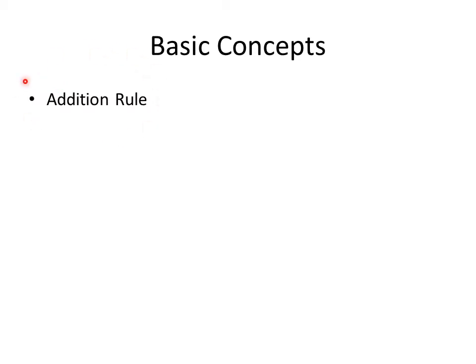The addition rule. What is the addition rule? That's what the addition rule states. The probability of A or B is equal to the probability of A plus the probability of B minus the probability of A and B happening at the same time.